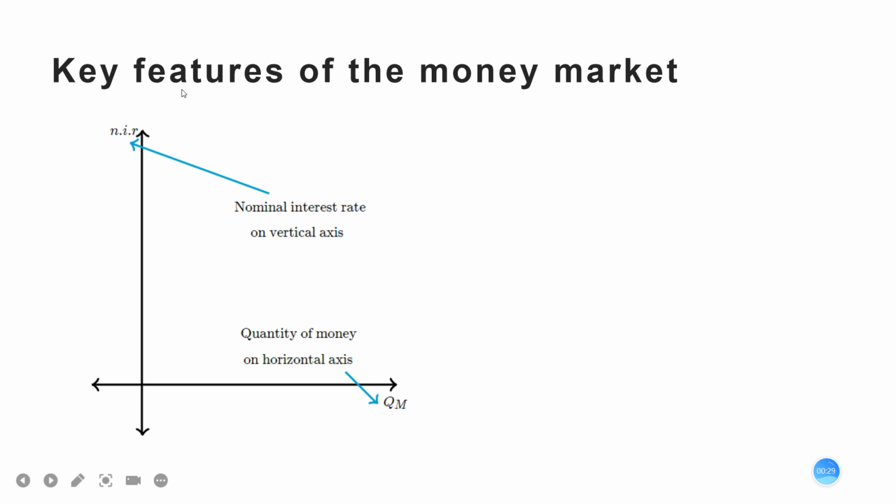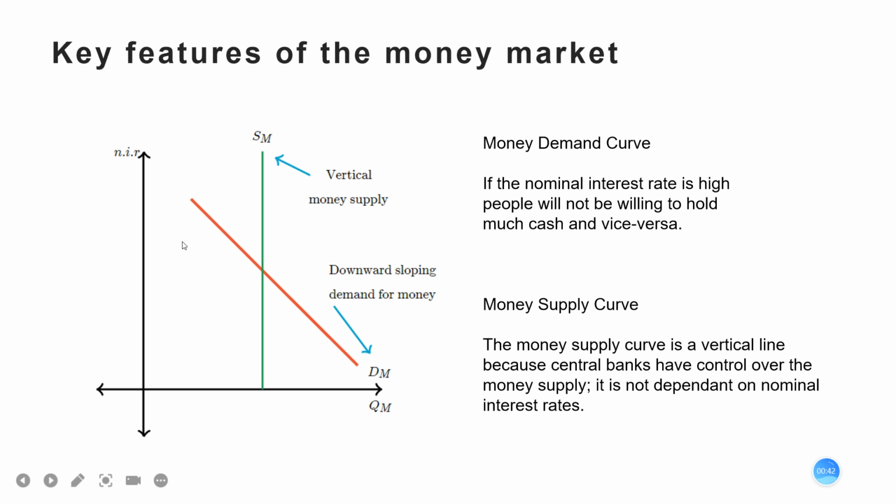So here are the key features of the money market. This vertical axis is the nominal interest rate, and this horizontal axis is the quantity of money. As we can see, this downward sloping curve is the money demand curve. Why is it this shape? Because if the nominal interest rate is high, people are not willing to hold much cash, and vice versa. And this vertical curve is the money supply curve. The money supply curve is a vertical line because central banks have control over the money supply. It doesn't depend on the nominal interest rate.